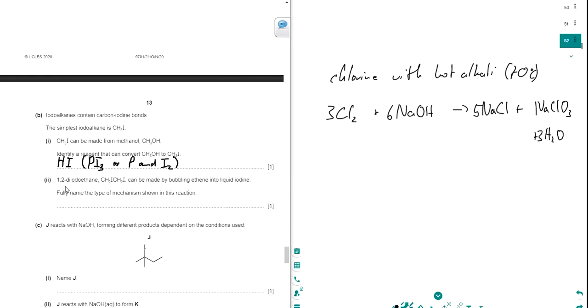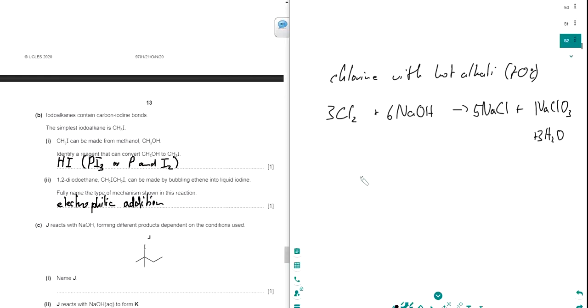1,2-diiodoethane, CH2ICH2I, can be made by bubbling ethene into liquid iodine. Fully name the type of mechanism shown in this reaction. That is electrophilic addition.